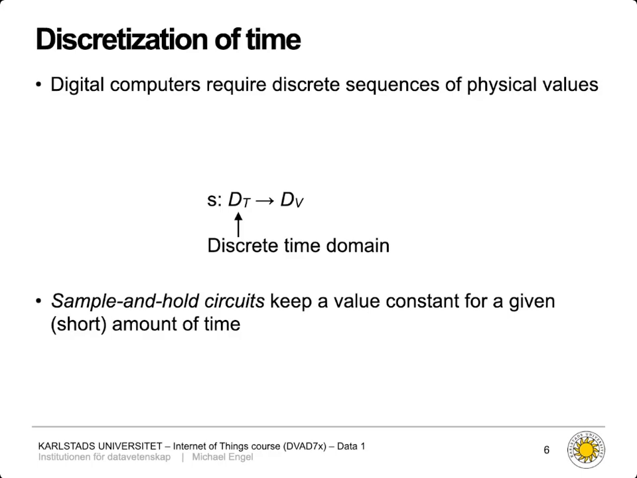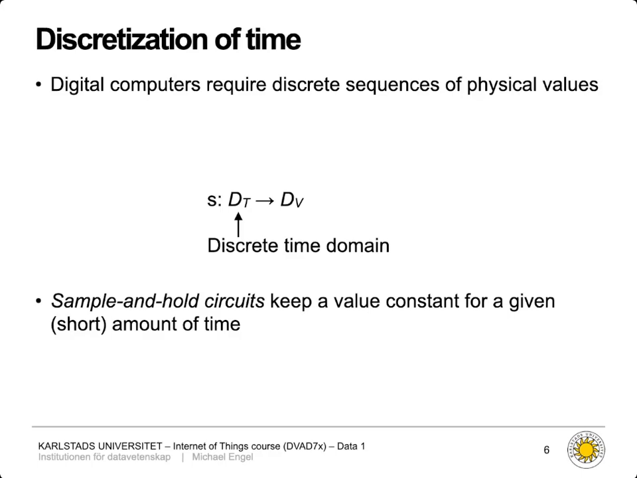So essentially what we want to do is we want to look at our signal at certain steps of time. So our signal function stays the same at first. It's still a mapping of dt, our time domain, to dv, our value domain. But now the values of dt are constrained to only values that are, for example, a certain defined amount of time apart from each other. So for example, we want to measure a value every 10 milliseconds.